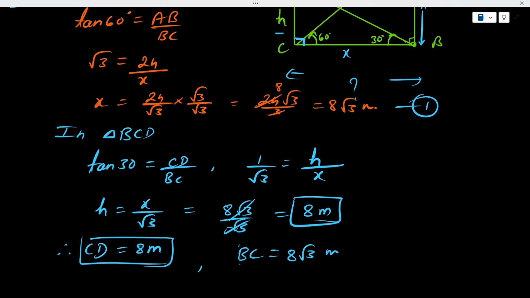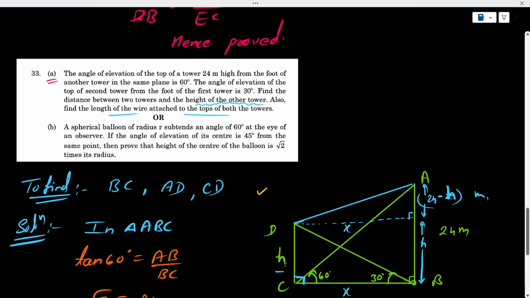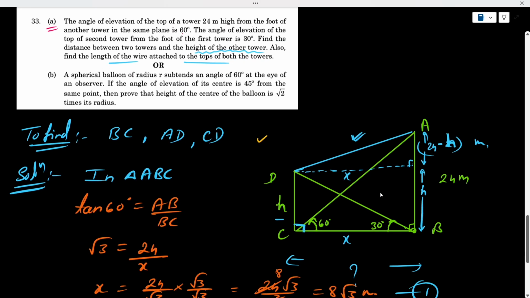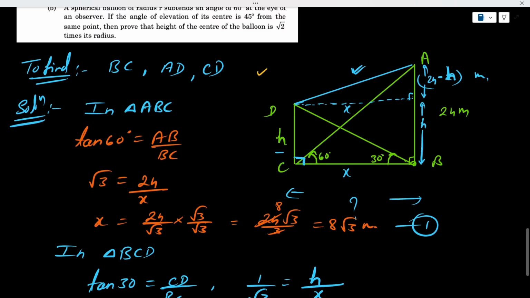If the root 3 value is given, you will substitute and you will get the decimal value. But here in the question, the root 3 value is not given, so we don't need to substitute. Now at the end, we need to find this part, AD, right? Now X is known in this triangle, if you see. 24 minus H also you can get. So using the Pythagoras theorem, you can find the length of AD, because there's no angle, so you can't use a trigonometric ratio here.